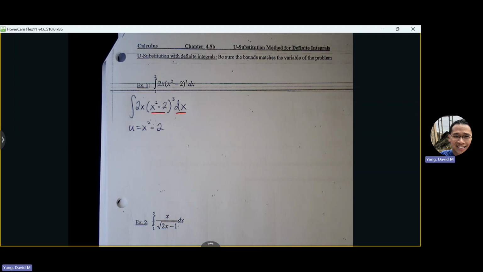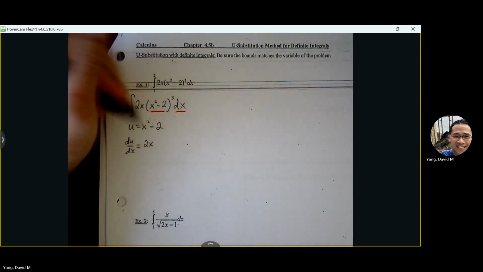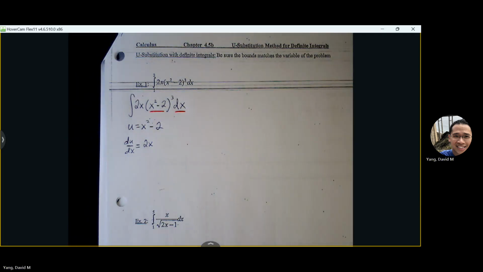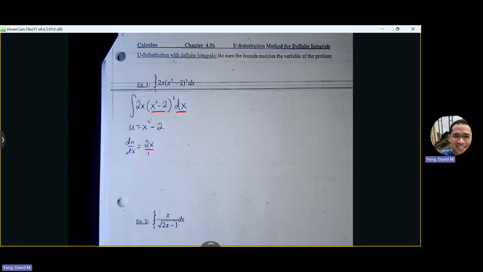Next step, du over dx. The derivative is simply 2x. I like to put a 1 beneath because my next step is to cross multiply and move towards solving for dx.